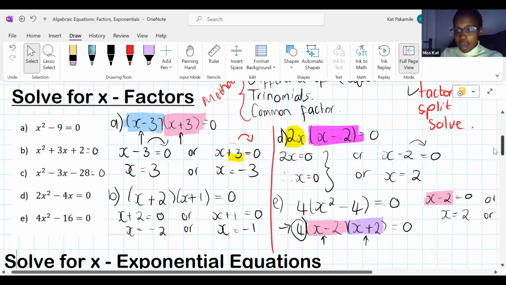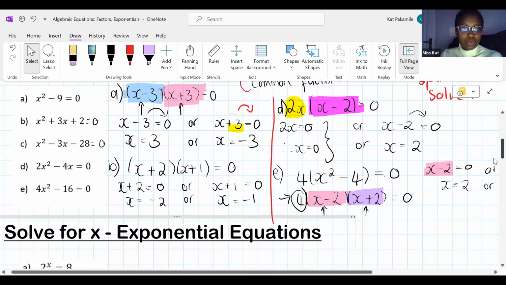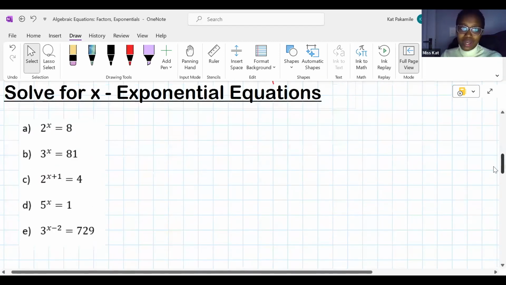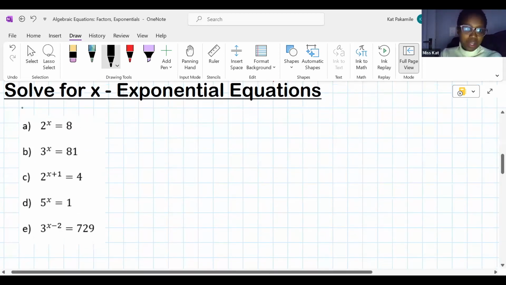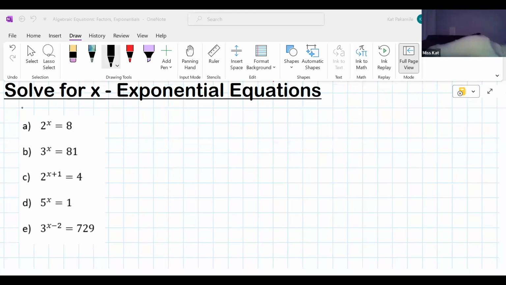Okay. Now we are going to exponential equations. I know we didn't like these, but they are back. A. Who remembers how to do exponential equations? Let's hear. Anyone remember how to do exponential equations?